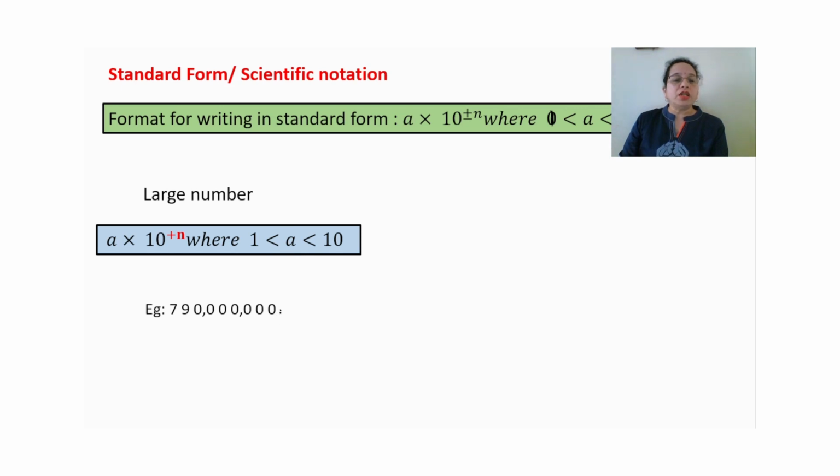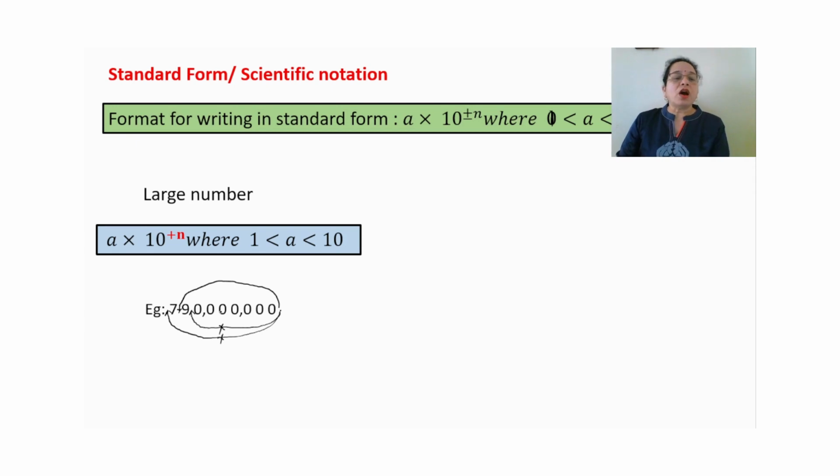Suppose we shift this decimal to this place, this will become 79, but the value should be less than 10. So this is wrong. Now similarly, you can shift this decimal to this place, but your value will be 0.79. That is also not possible. So which is the correct place? We will shift this decimal between this 7 and 9, so that the number a will be 7.9. That will be the correct one.